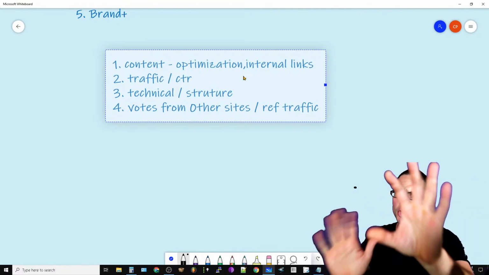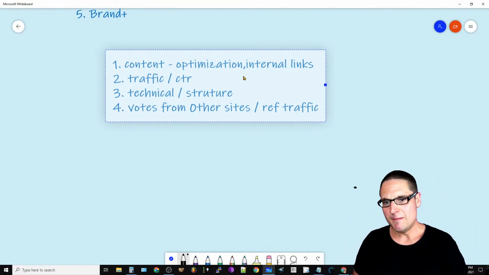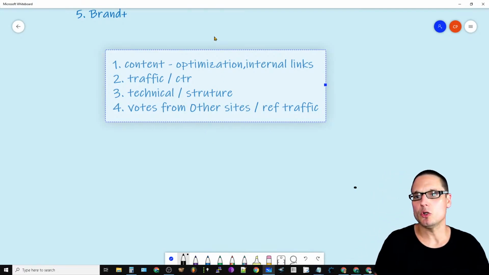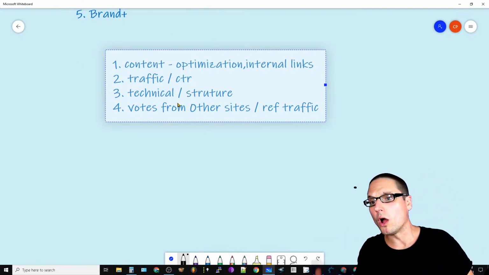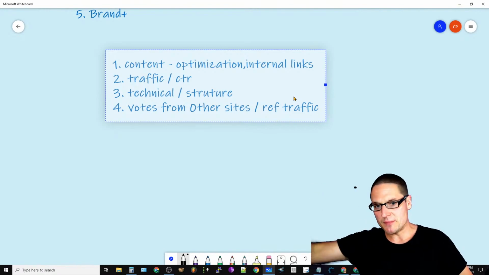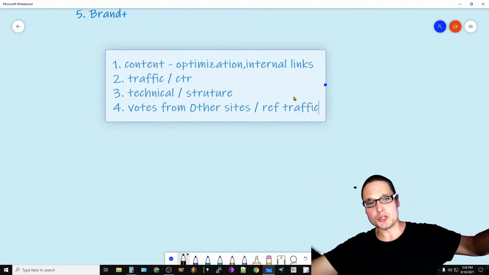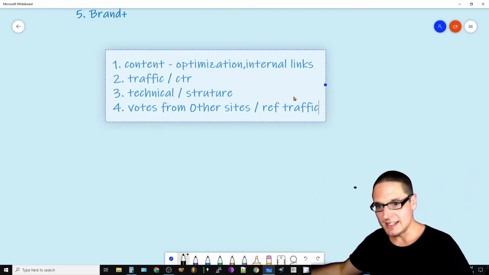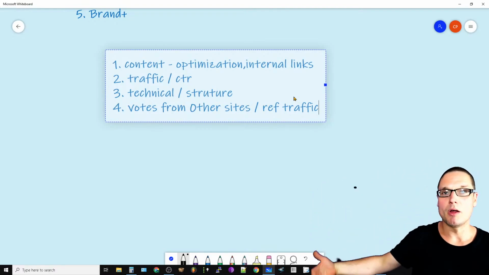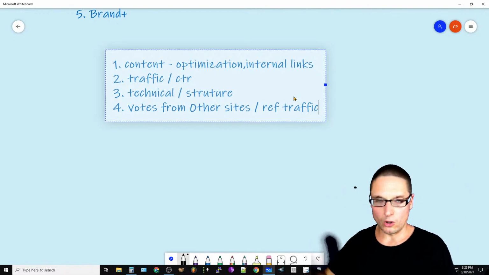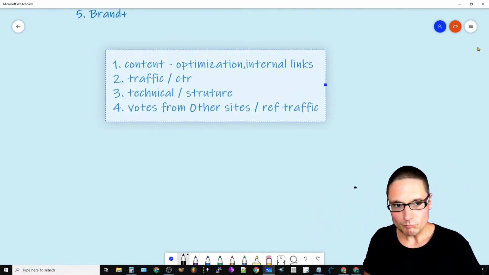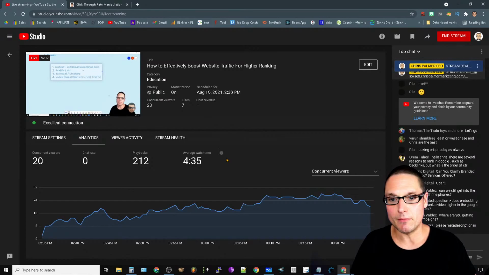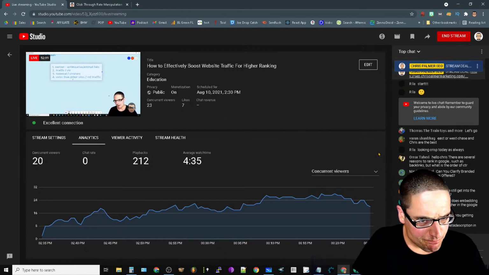I guess structure could go with content optimization. I guess technical and structure really goes for number 1. Like your content, the optimization, internal links, the technical and the structure of the site is number 1. Number 2 is, are you satisfying the need? Number 3 is the votes from other sites, and more importantly, are they driving traffic? So that's the importance in that particular order.